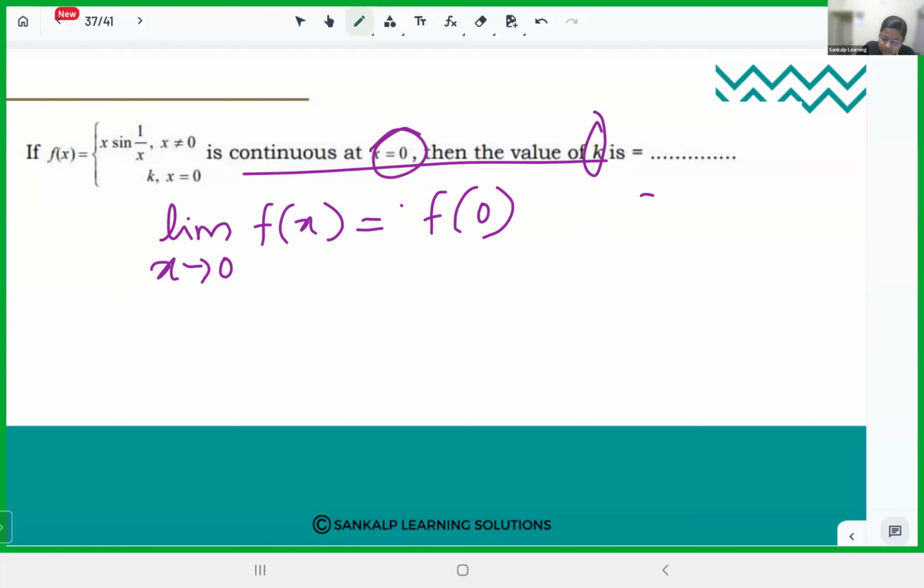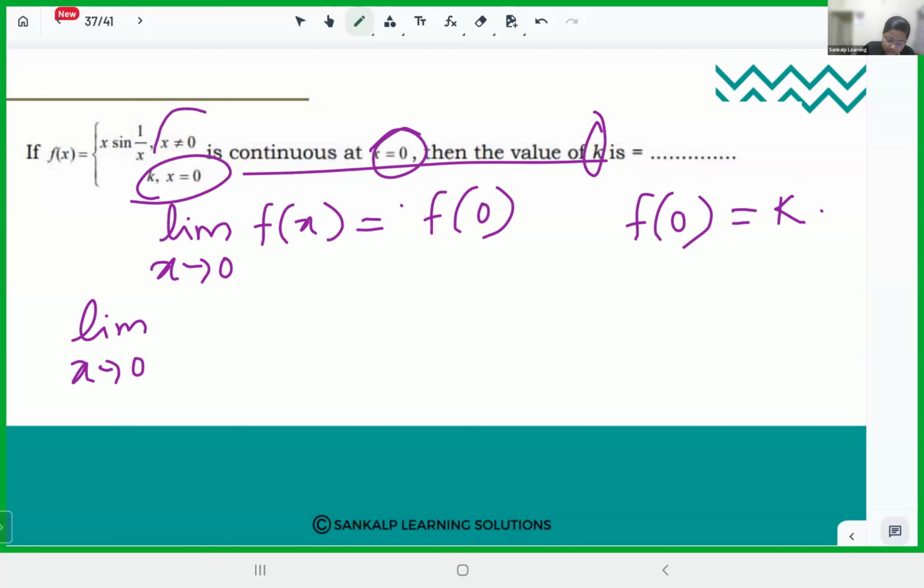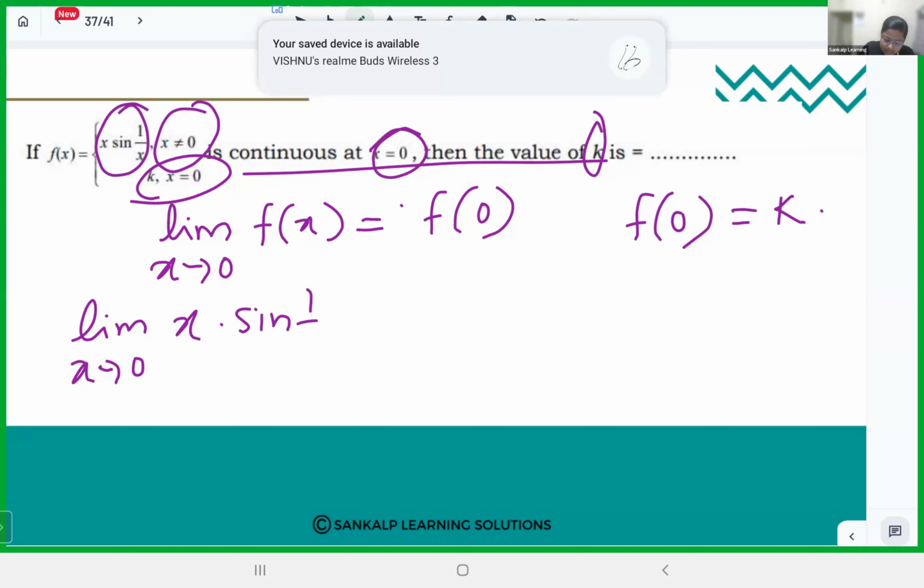Okay, so what is f of 0 here? F of 0 is defined as k. So f of 0 is equal to k. And what is the limit as x tends to 0 of f of x? Whether x is less than 0 or greater than 0, it is x into sine 1 by x, for x not equal to 0.